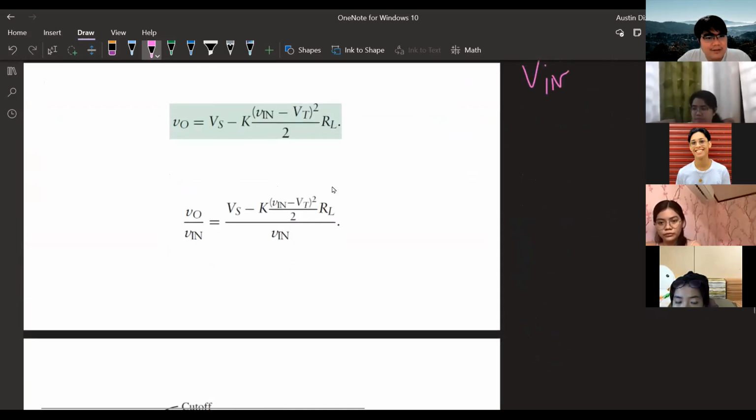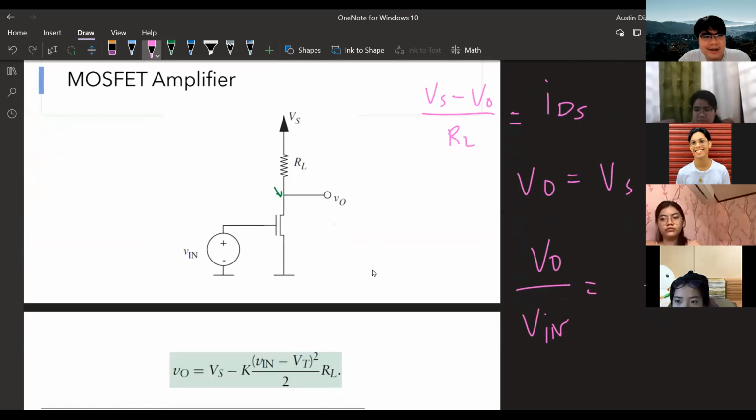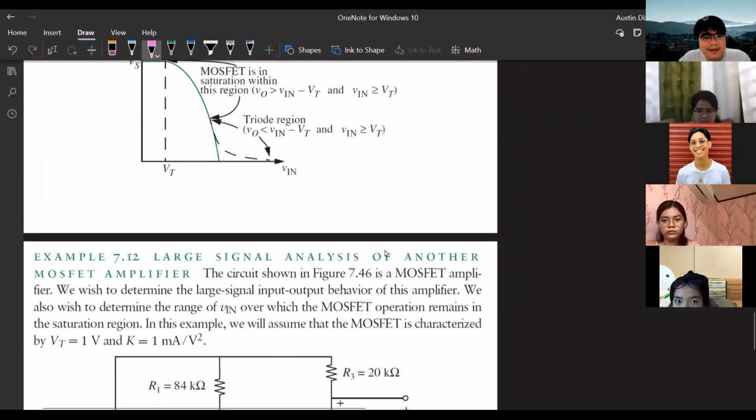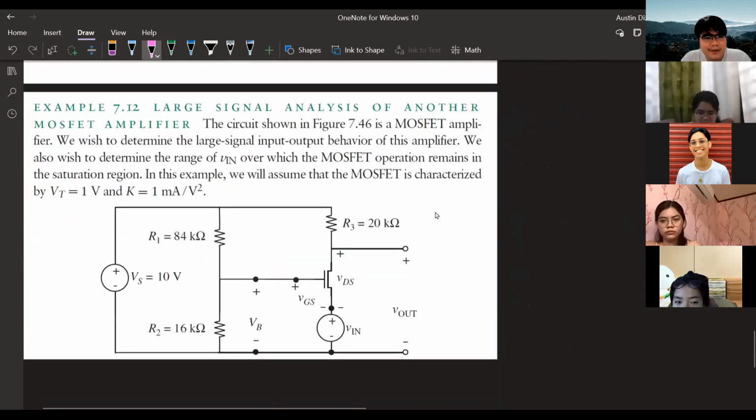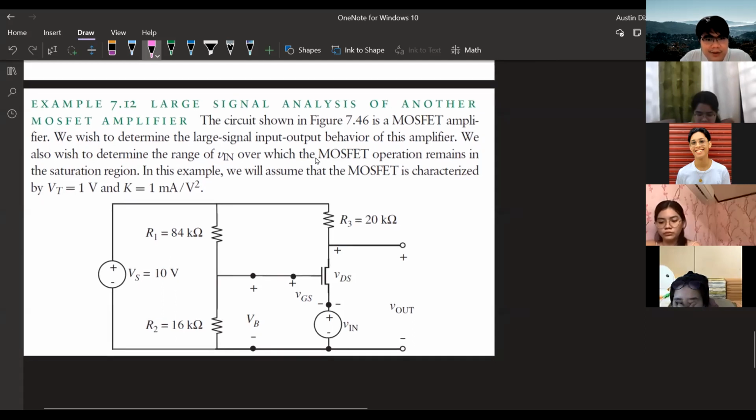So, ayun. Wala namang bago sa kanya. But let's try an example. Okay, so ito. Magulo na yung circuit mo. Gusto natin malaman yung input-output behavior ng amplifier na to. And titignan natin kung saan yung range ng VIN so that yung MOSFET mo remains in the saturation region.